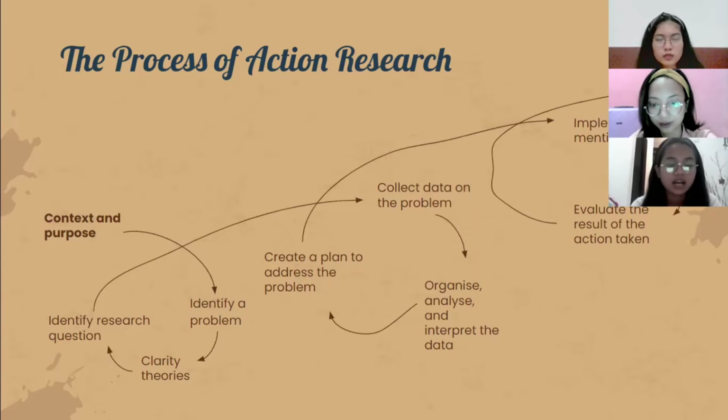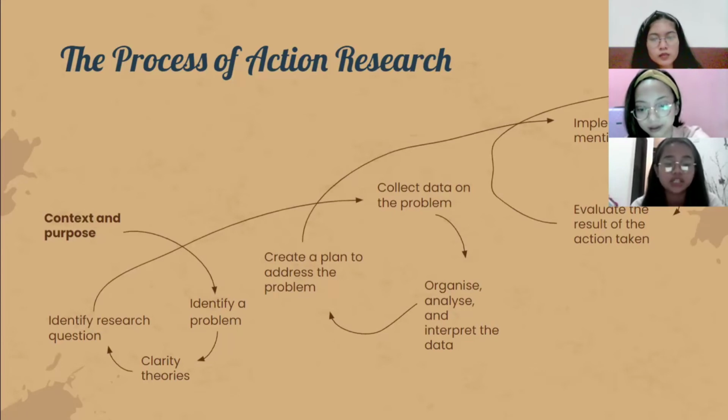Clarifying theories means identifying the beliefs and the values of the theoretical perspective which the researchers hold about their focus. And after that is the identification of research questions. Once the focus area has been selected and the perspectives and beliefs of the researchers about that focus are clarified, the next step is to generate research questions that are meant to guide the inquiry.